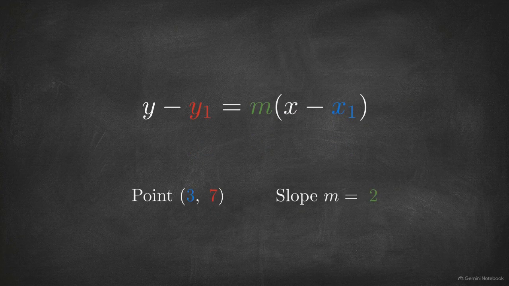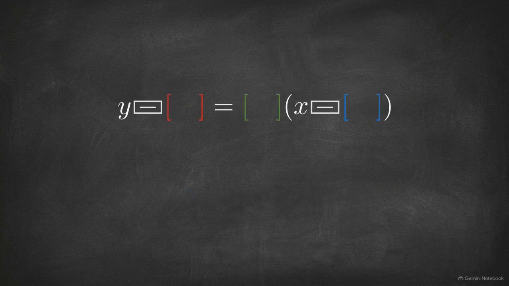We need the equation for a line that passes exactly through the point 3, 7 and has a slope of 2. We take our slope of 2 and plug it into the green m slot. Then we drop the 3 and the 7 into the x and y coordinate slots. The minus signs are built into the formula, so we leave them exactly where they are. The process is purely mechanical. If you name your point, name your slope, and respect those fixed minus signs, the equation writes itself.